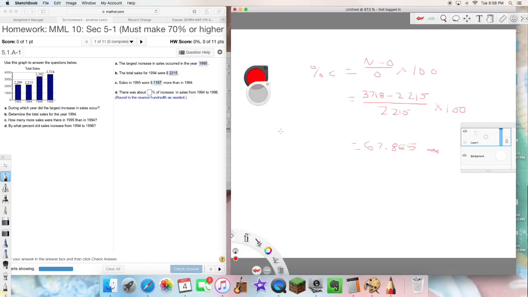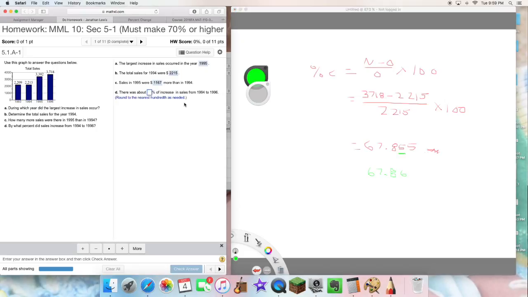All right, but now let's look at what the problem states. It says round to the nearest hundredth as needed. Well, let's change the color. My hundredth spot is right here, this 5. So this 5 is telling that 5 to go up. In doing so, it's going to be 67.886. All right, so let's find out if we're right.